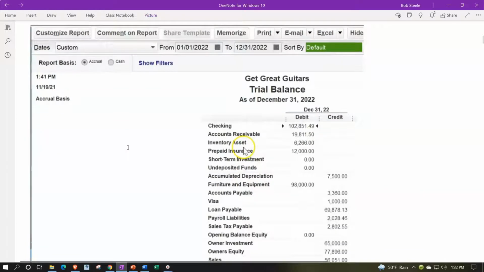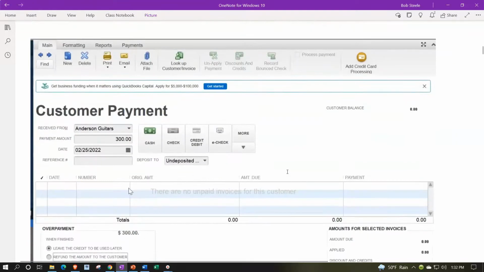So the impact here is going to be, we got the payment in advance. It's going to be a negative receivable, a decrease in the receivable, and then unearned revenue is going to be going up because it's going to be a payment form. Here's the payment form. We're going to take it to Anderson Guitars, $300. Normally there's an invoice down here that we're going to tie it to, but we don't have one.